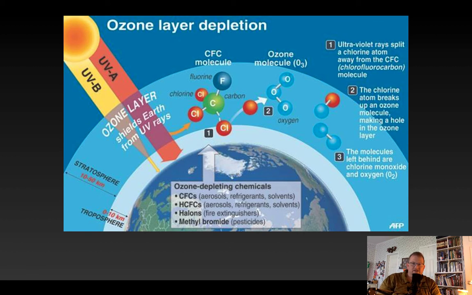Well, that gives us an O2 molecule, which is our normal oxygen. You're like, what's the big deal? We breathe oxygen, so that's good. The bad thing is we don't have that ozone molecule anymore, which protects us from the UVB light. So those CFCs break the ozone down into oxygen, and now we don't have enough ozone to protect us from the UVB light.